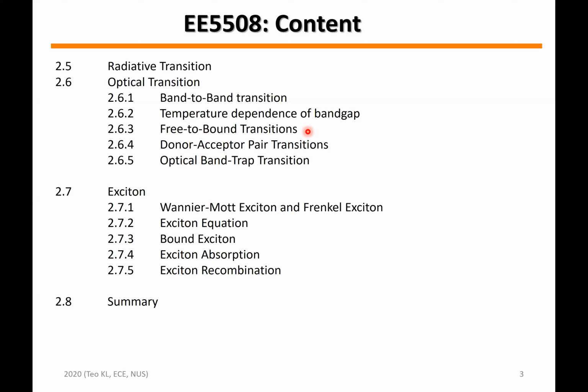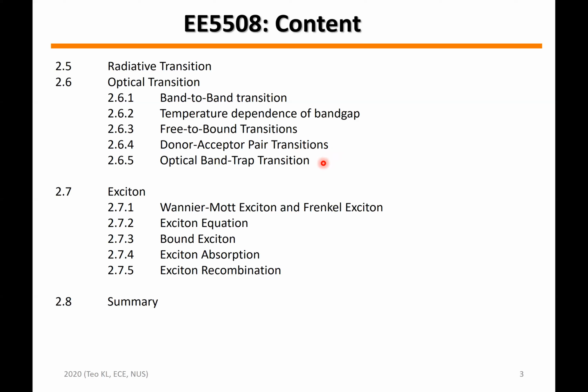Free to bound transition, basically electron which is free in the conduction band make a transition to the hole bound at the acceptor level, or electron bound at the donor level make a transition and recombine with the hole in the valence band. Donor-acceptor pair transition, electron at the donor level make a transition to the hole at the acceptor level.